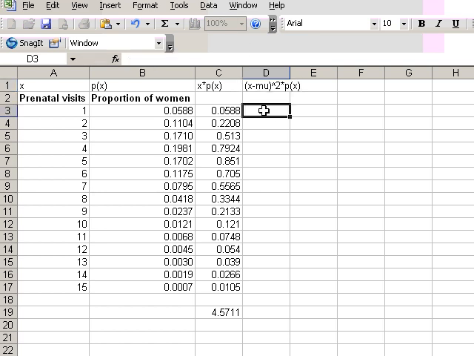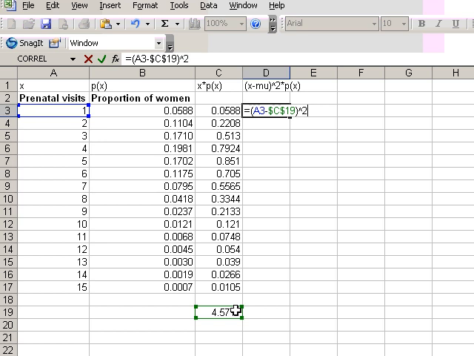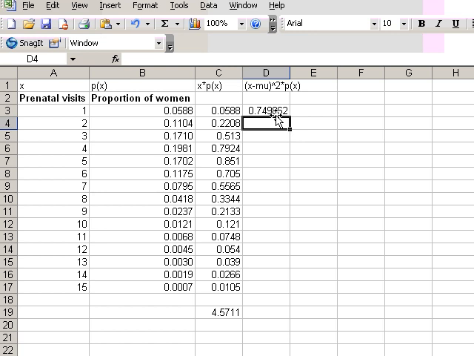That's our label. So here I will take x minus mu equal this value, that is x, minus mu, and we will fix that with an F4 because we will always be using the same value for mu, raised to the second power times the probability of x. And when I hit enter, I get 0.74.